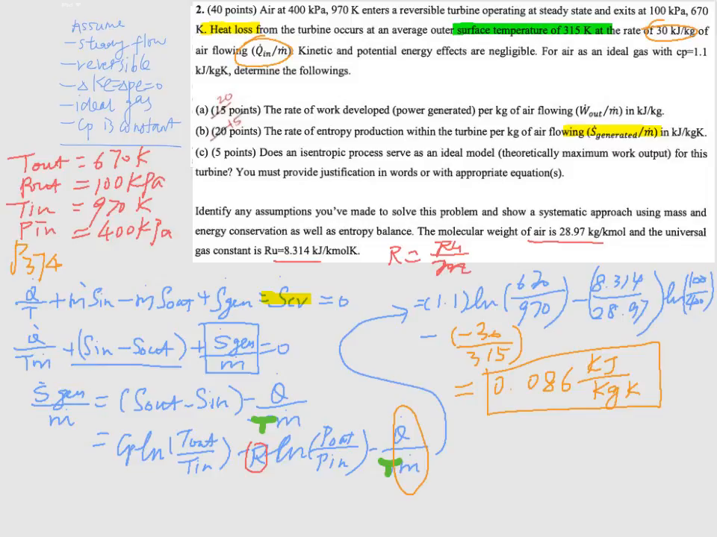Since we have a little extra space here, we're also going to mention part C. The last part asks, does an isentropic process serve as an ideal model for this turbine? Well, if it's isentropic, it has to be both adiabatic and also reversible.